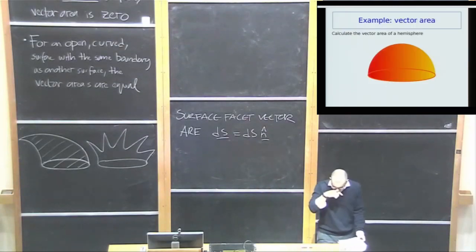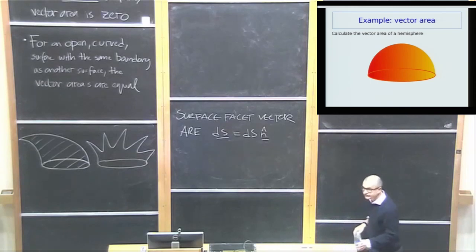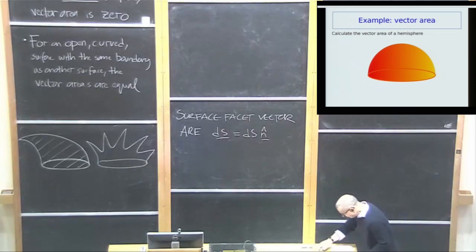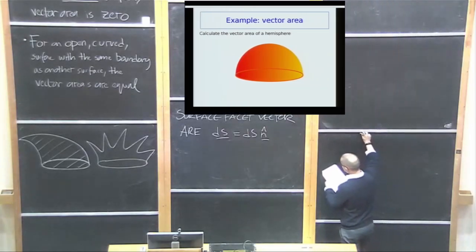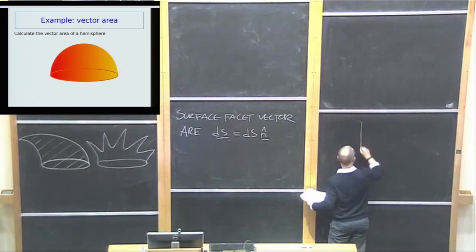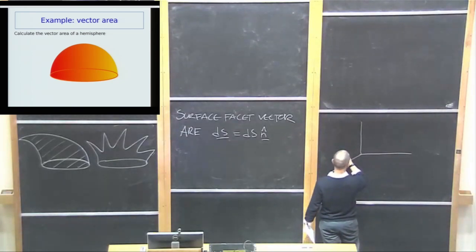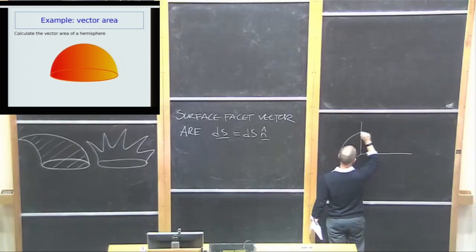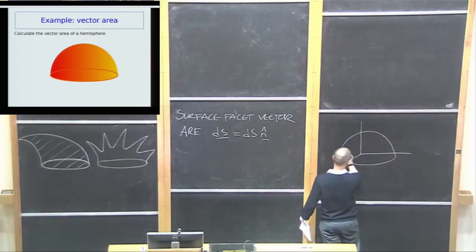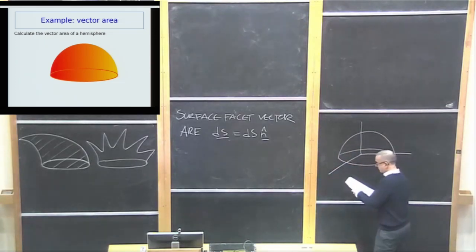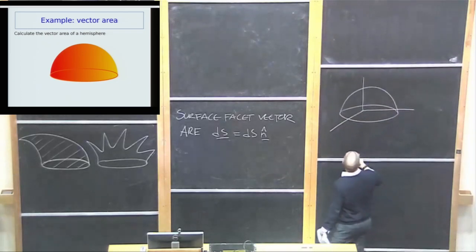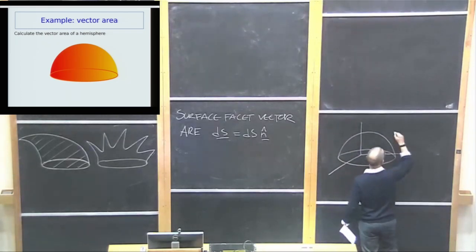Okay, so let's do a straightforward example. Let's calculate the vector area of a hemisphere. I have a hemisphere which I'm going to draw badly like this. This is my hemisphere, and let's say it has radius r.